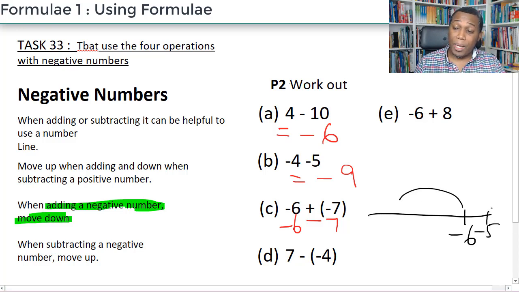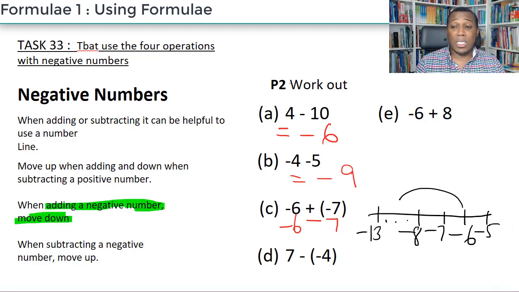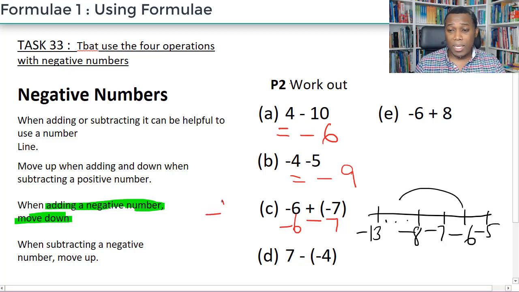If I was going up, I'd get to -5 and bigger. Going down, it's going to be -7, -8. And you realize, well, 6, I'm going 7 further away from it. 6 and 7 is 13. What you will get to is -13. So the answer for C is -13.